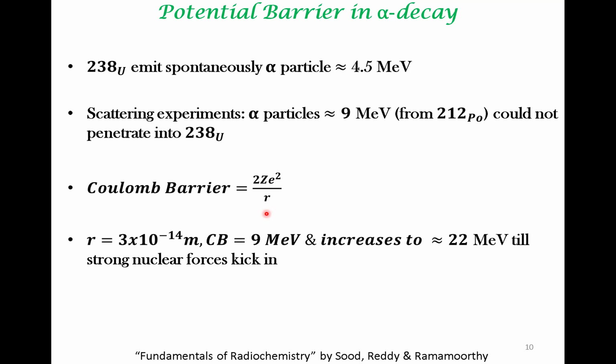At a distance of this value, the Coulomb barrier is about 9 mega electron volts. It increases to an even greater number of MeV because the distance decreases. Only at a much shorter distance, wherein the Coulomb barrier peaks, strong nuclear forces kick in. That is an attractive interaction. So the Coulomb barrier keeps on increasing till the strong nuclear forces kick in, right?